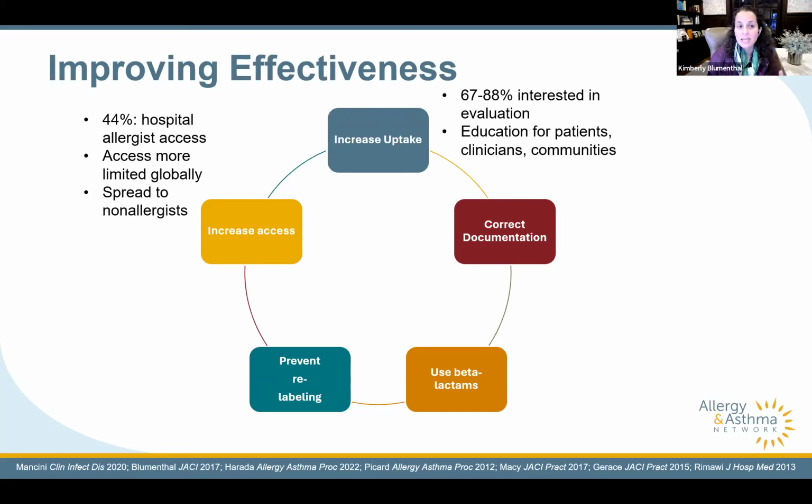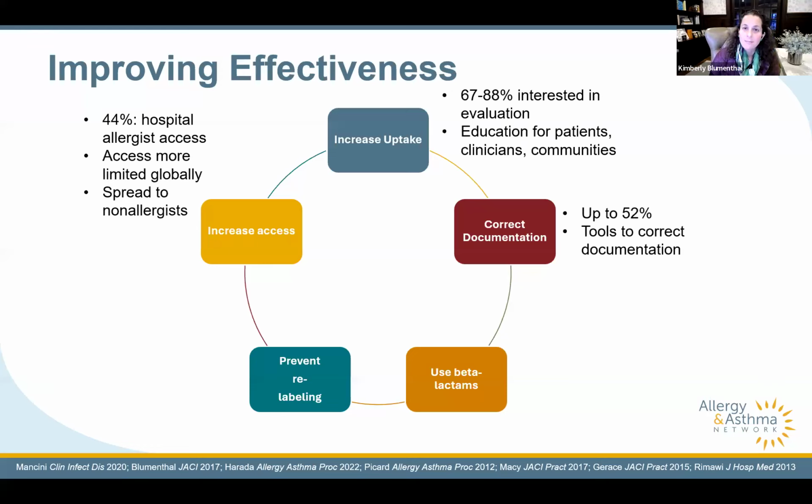We have to increase uptake. Sometimes we get to the hospital to see a patient and they're totally not interested in evaluation. So we have to increase knowledge and uptake in our communities and our healthcare systems. We have to correct the documentation. We have the tools to correct our documentation, but we have to spread that.